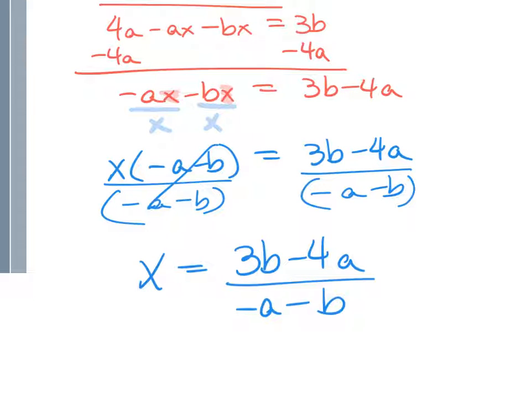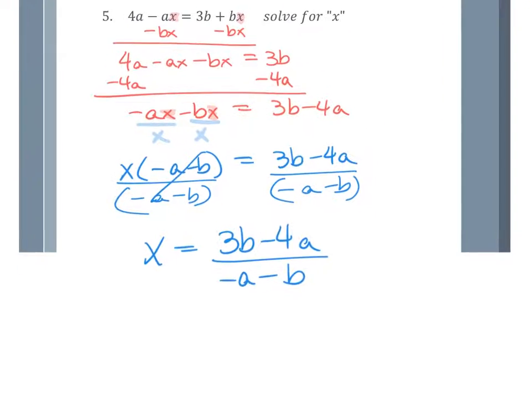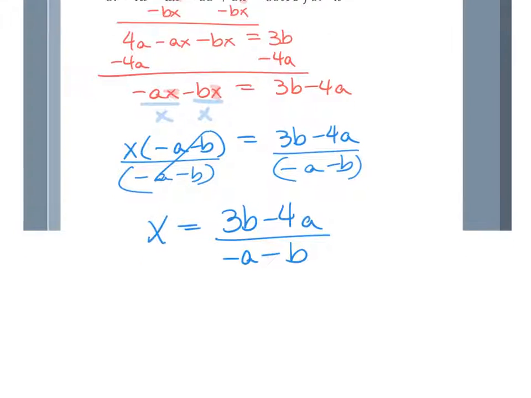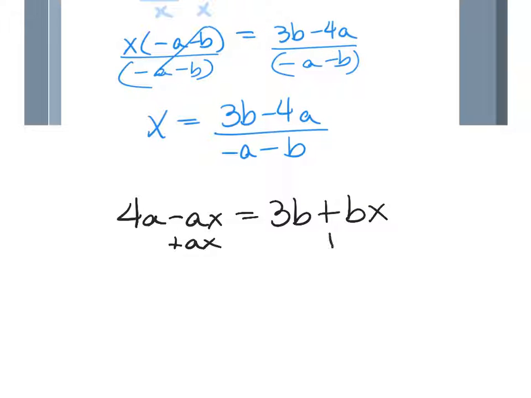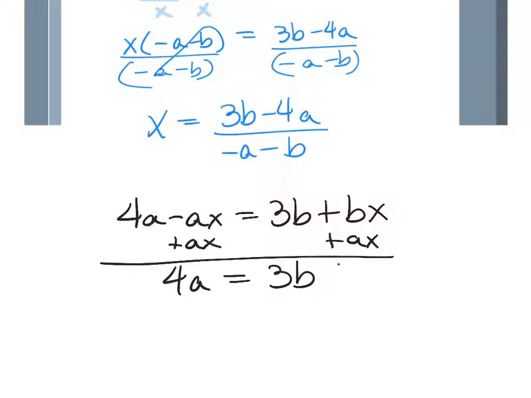Now, let me show you if I would have moved the variables to the right instead, which is also a valid way of solving this. So again, if I take the same question, let me rewrite it. So 4a minus ax equals 3b plus bx. So instead of me moving the bx over, let's say I move the ax over, because I wanted to try to keep my x's positive. I get 4a equals 3b plus ax plus bx.